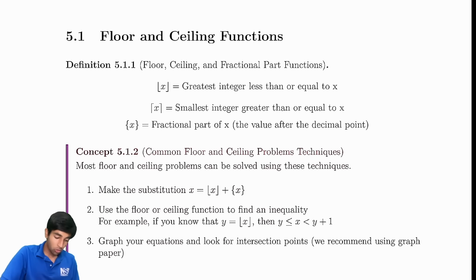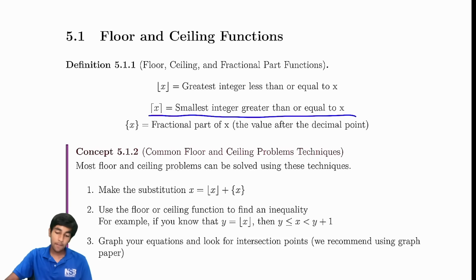So there's generally 3 kinds of techniques you can use for floor and ceiling problems. The first technique is you say x equals floor of x plus the fractional part of x. Oh, before that, the floor of a number is just the greatest integer less than or equal to x. The ceiling is the smallest integer greater than or equal to, and the fractional part is just the fraction. So like 1.67, the fractional part is just 0.67.